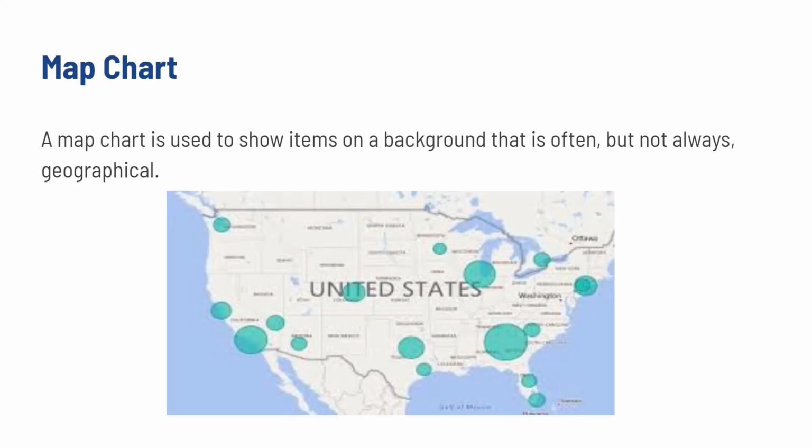A map chart is used to show items on a background that is often, but not always, geographical. Map charts in Power BI can contain different types of information in one or more different layers. Maps can contain interactive shapes or display markers of different types on an image or map background.